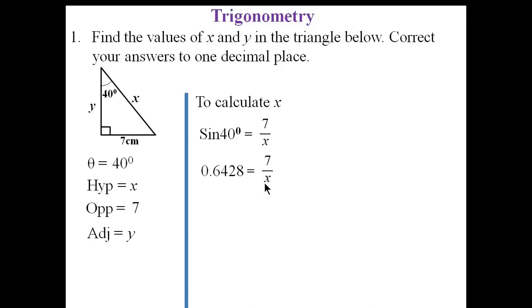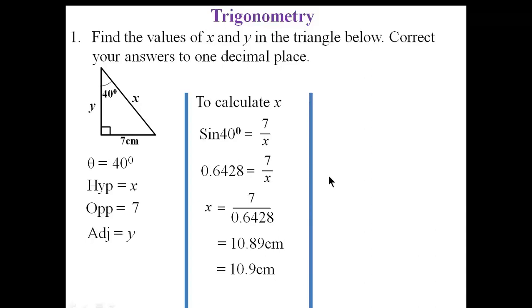Then we make x the subject of the formula. Making x the subject of the formula, we have x is equal to 7 over 0.6428. And from our calculator, we have our answer as 10.89 centimeters. And to 1 decimal place, we have the answer as 10.9 centimeters.